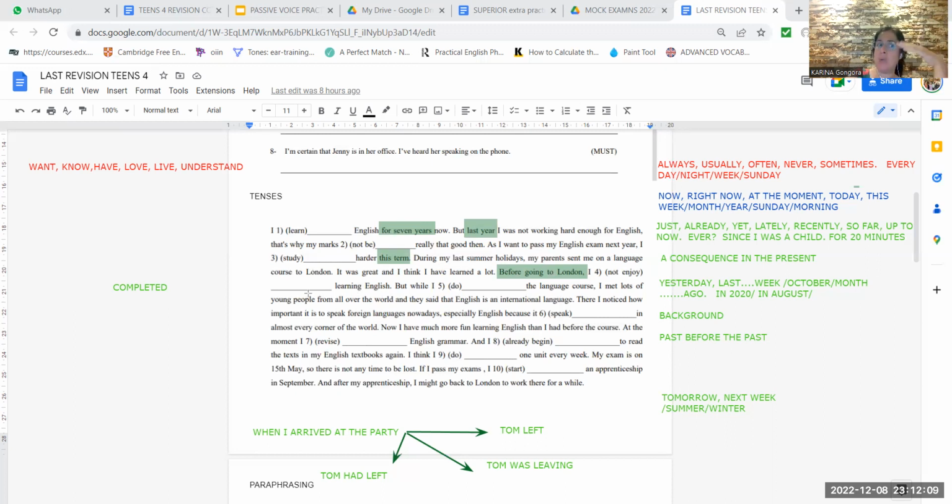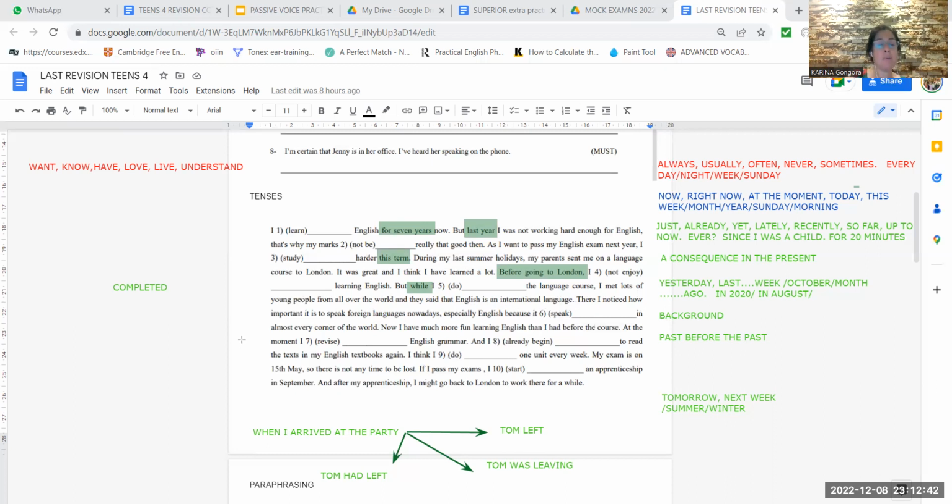Entonces, si es pasado antes del pasado, what is it? Past before past, past perfect. So, I hadn't enjoyed learning English, right? But the English course, ya sé con while, que es muy probable que while sea past continuous. So, while I was doing the language course, I met lots of young people from all over the world. And they said that English is an international language.